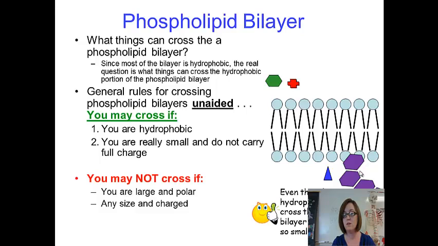So let's say this little plus sign here is representing a sodium ion. It is 1 atom big. That's it. It's definitely falling within the realm of you are really small, right? It's 3 atoms or less. It's just 1 atom big. But it does carry full charge, so it cannot cross.